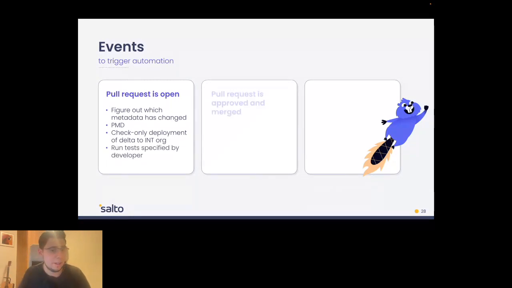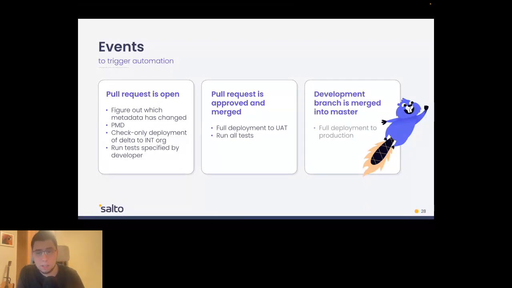Let's say there's another event, which is when the pull request is approved and merged. I want to then do a full deployment to UAT. That means deploying the entire branch, and I want to run all tests. And likewise, when the development branch is later merged into master, I want to deploy the entire branch to production. So what we've done here is take those actions that we knew we wanted to automate, and map them against events in our version control repository. And this is really our deployment pipeline. This is what it really means to have a Salesforce deployment pipeline.